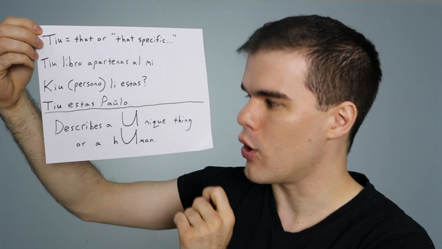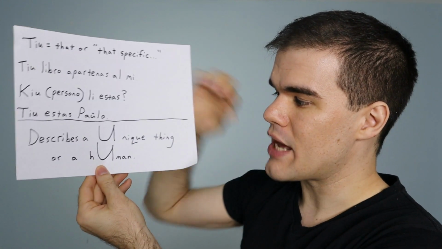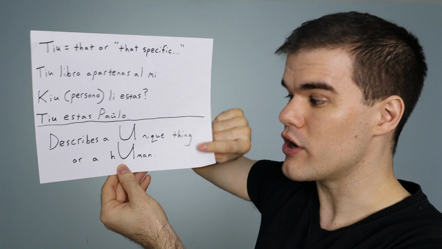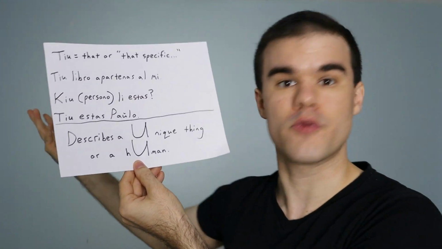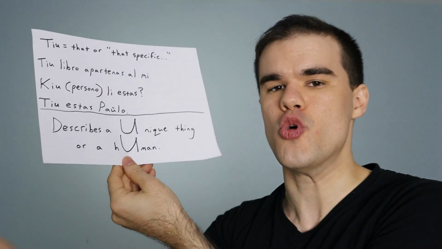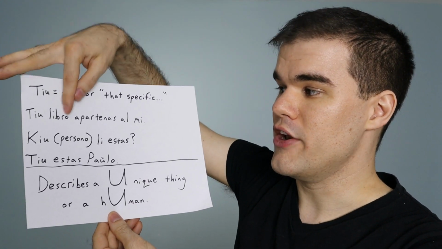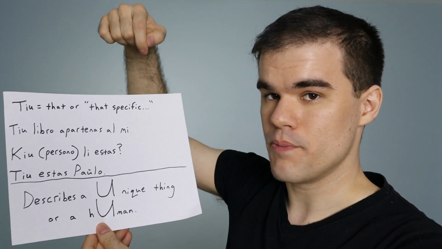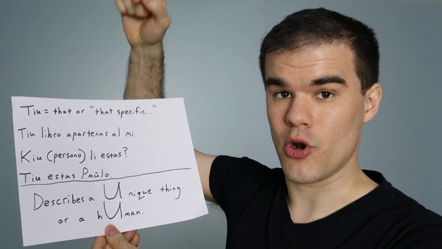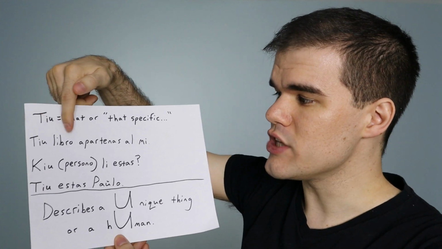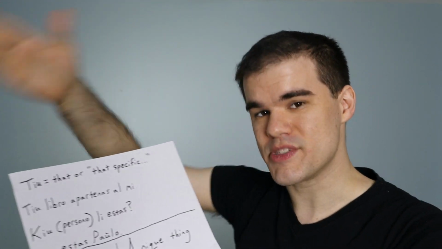Tiu estas Paulo. Okay, so tiu describes a unique thing or a human. If you're a Ferengi, you'd probably pronounce it that way. The human describes a unique person, and it can be paired up with an O word like libro. Tiu libro. You don't say tio libro because you never put 2 O words together like that. So tiu libro, it's describing that specific book.